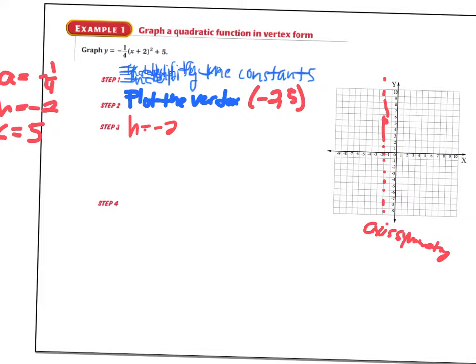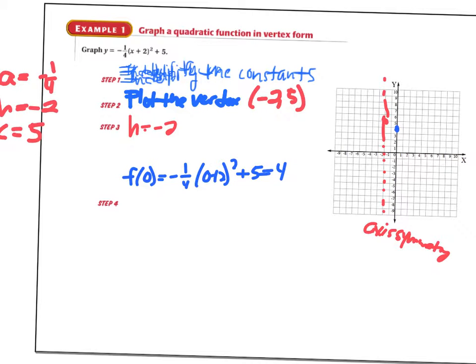Okay, and then step 4 is, now that we have sort of an idea of where our parabola is, we need to pick 2 more points that are to the left or the right of that axis of symmetry. And so I will pick a 0, which is handy. I'll find f of 0, which you plug into the equation, negative 1/4 times (0 plus 2) squared plus 5. So you get 2 squared, which is 4, and 1/4 of that is 1, which is a negative 1 because of that sign. Negative 1 plus 5 is 4. So at 0, you have the point (0, 4).